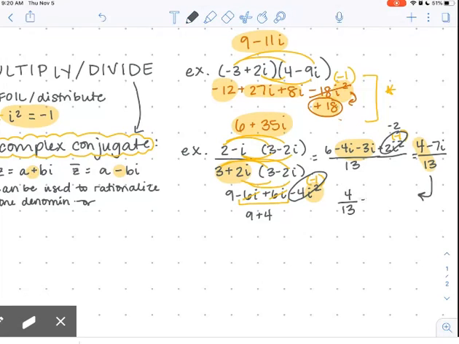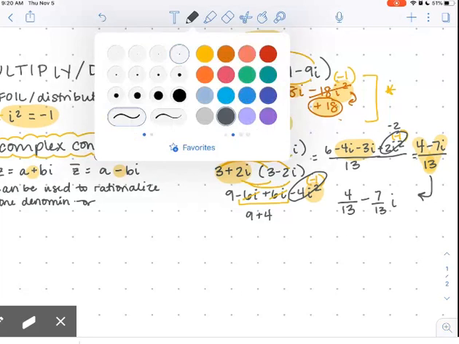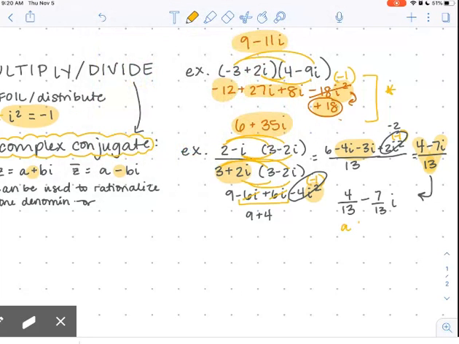And then we have minus 7i over 13, or 7 over 13i, I guess. So now our answer looks like the form that it should be, a plus or minus bi. I think on the web homework, it wants it split. So if I say split the fraction, that's what I mean. And if 4 over 13 or 7 over 13 could simplify, you would go ahead and do that.